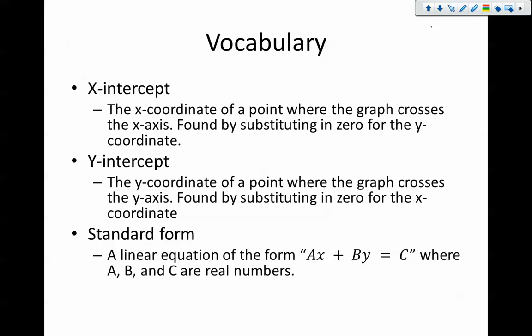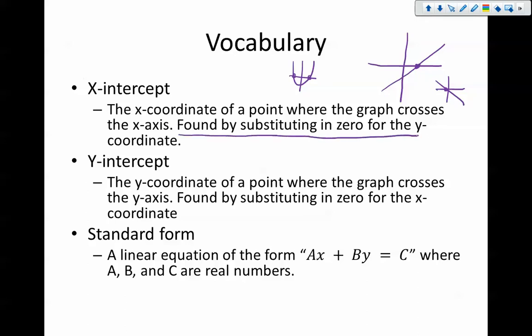We have the x-intercept. Now this is not just for a line, by the way. This is for all things, no matter what kind of graph we're talking about here. The x-intercept is the point right there where it crosses the x-axis. So a line, that would be an x-intercept right there, or let's say I had a different type of graph, something like this. This would be two different x-intercepts, okay? So the x-intercept is where the graph crosses the x-axis. We find it by substituting in 0 for the y-coordinate. All right, that's going to be big. We'll explain that a little bit more in the next slide.